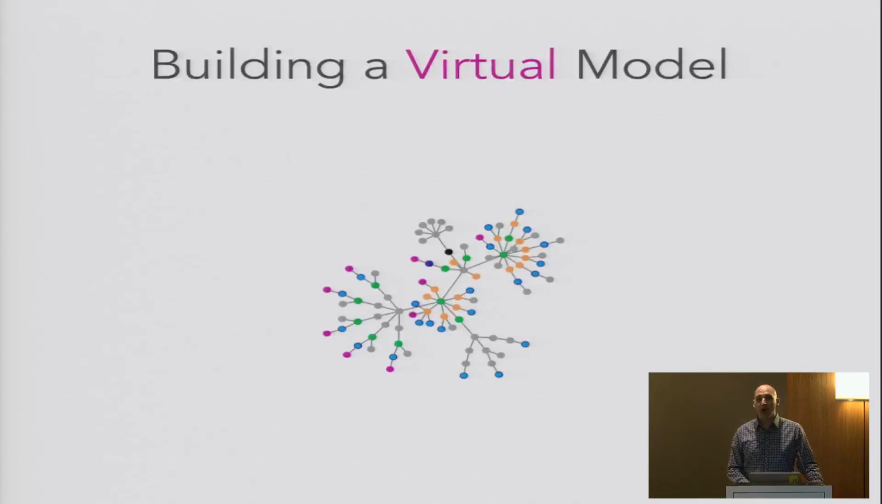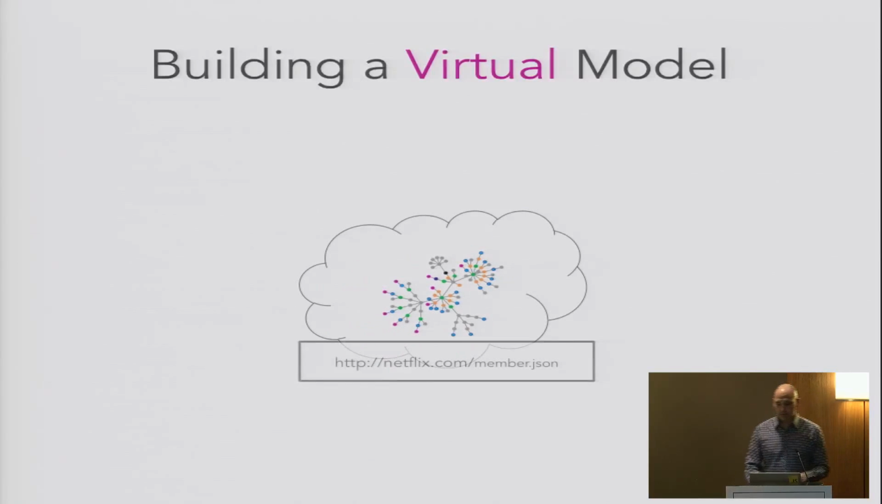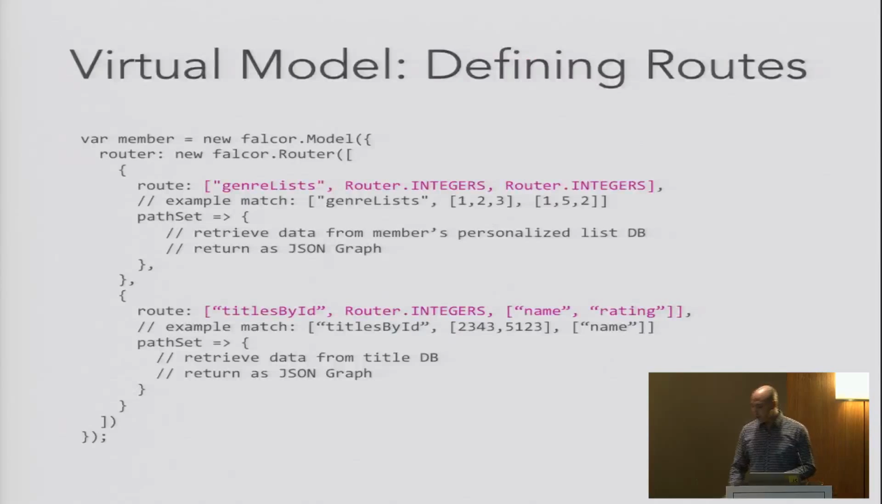So now that we've got our model, it's just a JSON object, right? Just using the tools we have at hand, we're ready to build a virtual model. We put it in the cloud. To build a virtual model, all you have to do is the same thing as building a dynamic web server. You define routes. I'm going to create a route for matching genre list, and then any particular index within the list, and then any particular index within the titles within that list.